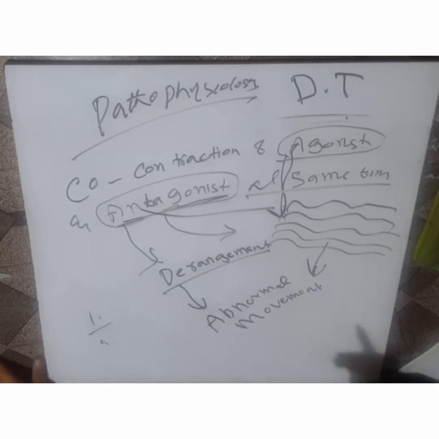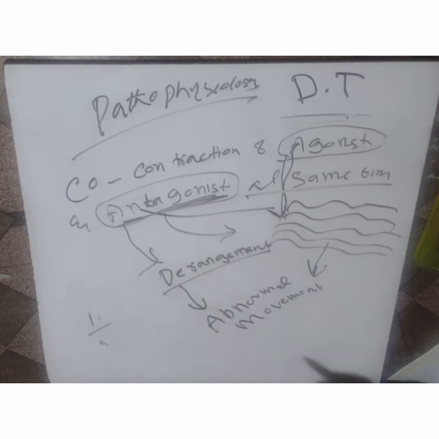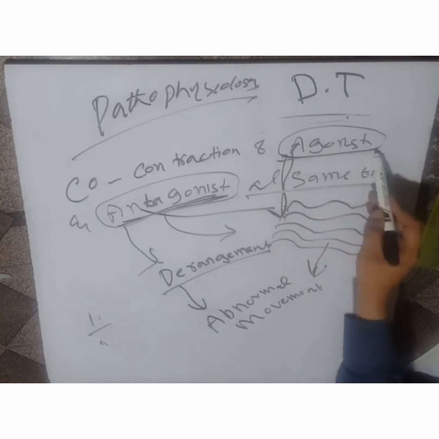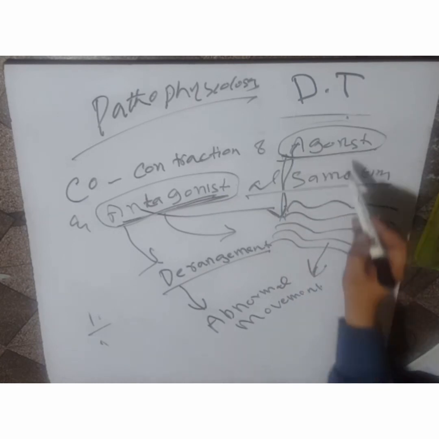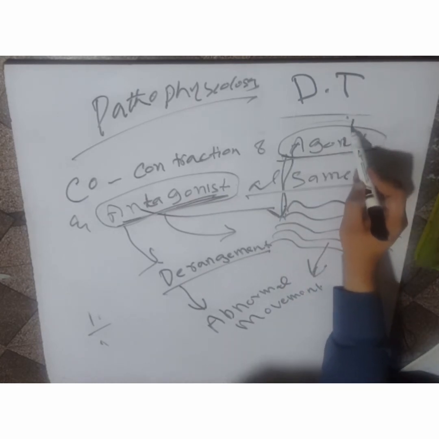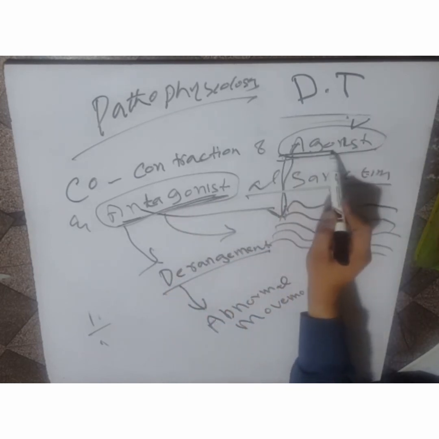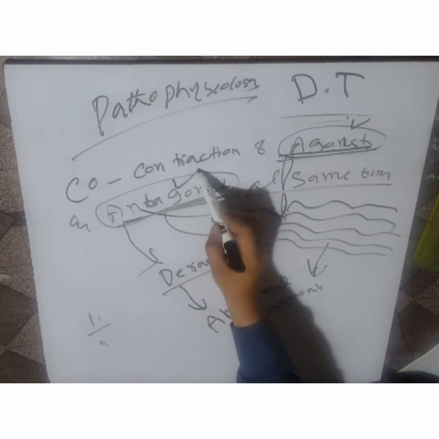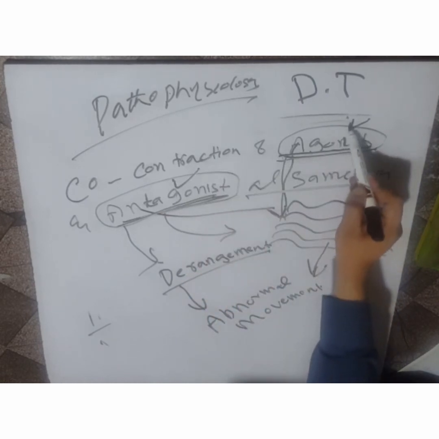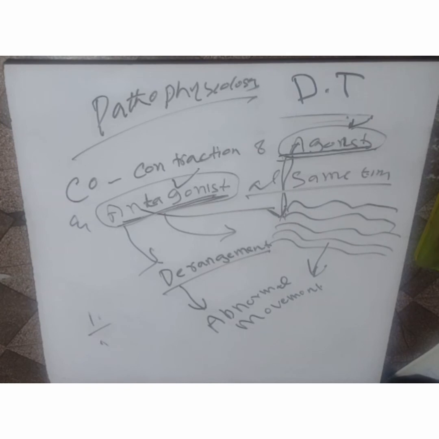Some movements are inhibited in dystonia because of the antagonist action, and some are initiated because of the agonist action. Sometimes the antagonist actions are purposeless, and sometimes the agonist actions are purposeless, but they disturb the actual movement and the purposeful movement of the body. So this is called dystonia.